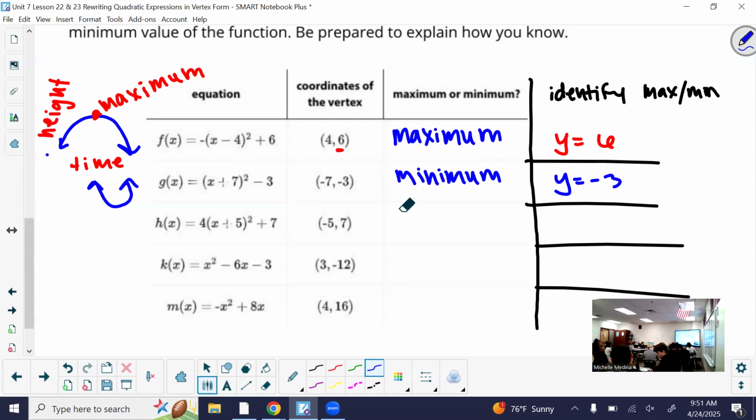Emberlyn, does h of x have a minimum or a maximum? It does have a minimum because the A is positive, right? It's a +4, it opens upward, so that is a minimum. Ashlyn, what would the value be of the minimum? 7. Good. Jake, does k of x have a minimum or a maximum? Good, that's correct.